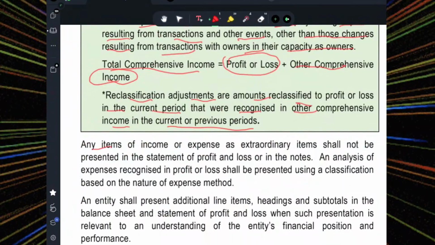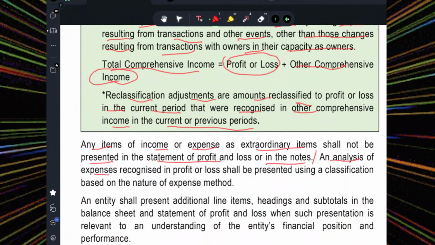Any items of income or any items of expenses or extraordinary items shall not be presented in the statement of profit and loss or in the notes. Yes, an extraordinary item cannot be shown; it should not be stated in the statement of profit and loss.